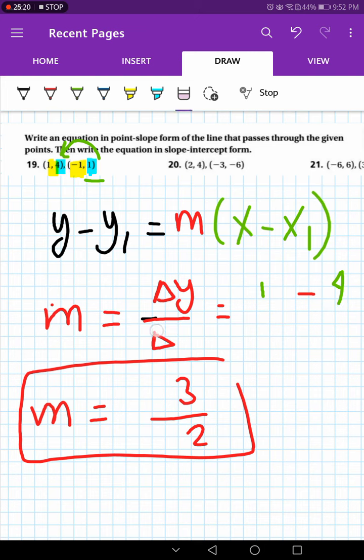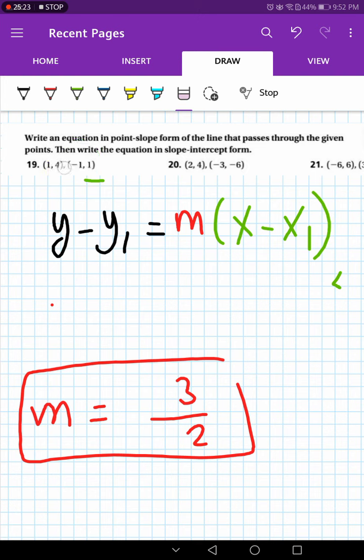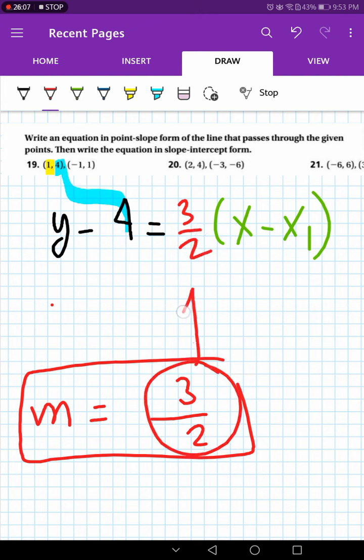So my dear student, you can select any point you need. You can select the yellow one or the blue one, and you get the same answer. Okay, I will select the yellow one at the beginning. So the y1 is 4, because I take this as y1 and this as x1. I put y1 here, which is 4, and the m I found is 3 over 2, and x1 is 1.